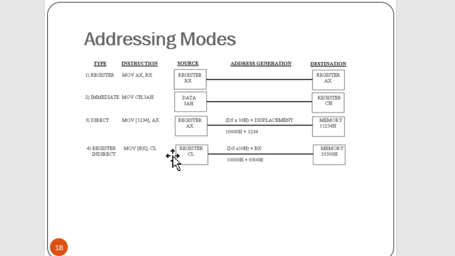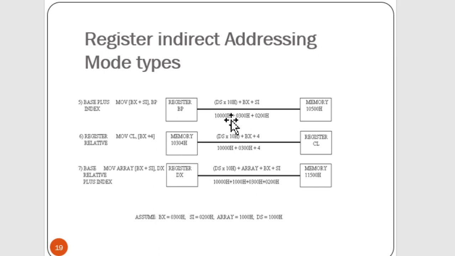Apart from that, we have base plus index. Base plus index means it's an indirect addressing mode where one is a base register and the other is an index register only. Okay, you cannot have SI plus DI. The rule is base register alone or index register alone. If you want to club the two contents, then base plus index, BX plus SI, we need to do. You cannot have a base with another base or an index with another index.